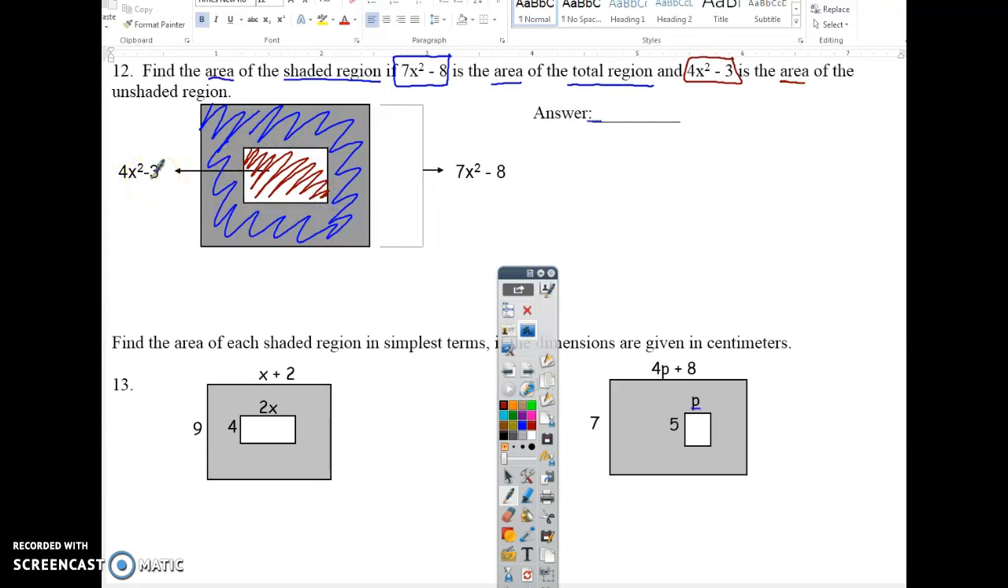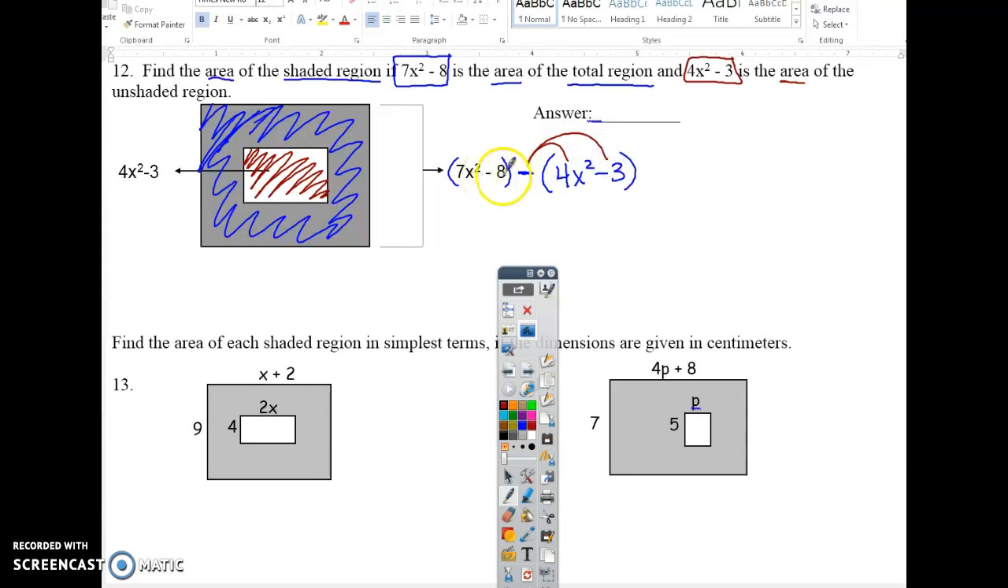That means you're going to have to subtract. Take the area of the whole thing, everything, subtract it by the stuff in the red, and that'll give you the blue. So we're going to take this and subtract this other one, which is 4x squared minus 3. So what is the first thing you need to do? Distribute.